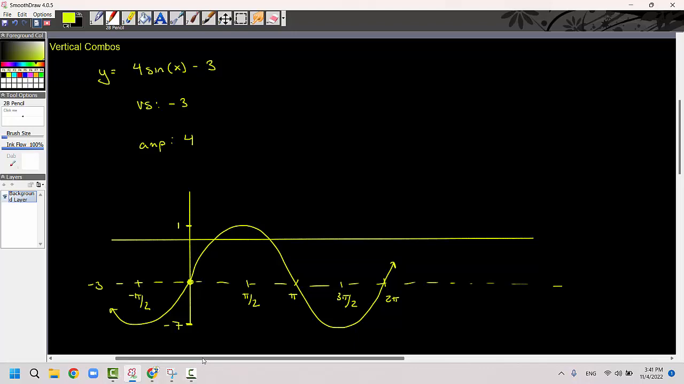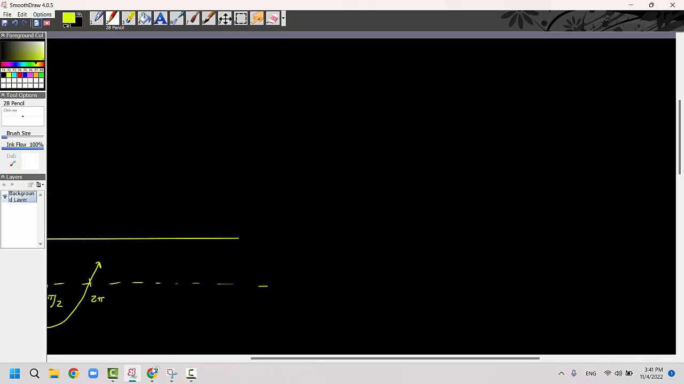So let's go and do another one with cosine. And I think that might wrap us up. So y equals, say, -3 cosine x plus 3. Okay, let's see what happens here. My vertical shift is going to be 3. My amplitude is actually 3. Amplitude can't be negative, so please don't write -3 right there.